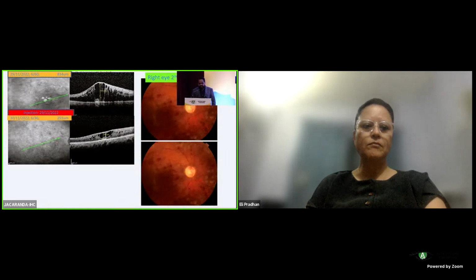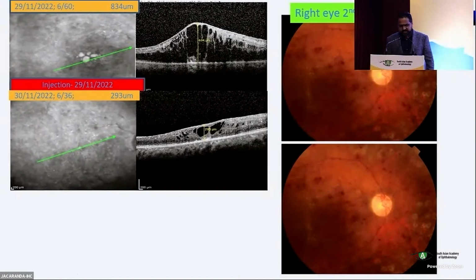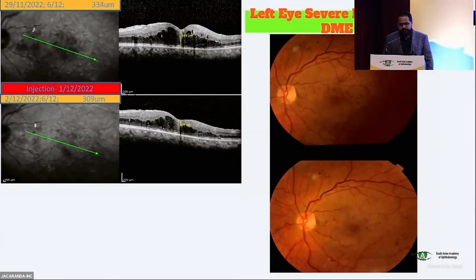This was post-lasered PDR. And you can see that there was a massive edema, and post-injection, there was a drastic reduction in the central subfoveal thickness. And this is a case of a severe NPDR with diabetic macular edema. This was the pre-treatment, and post-treatment, you can see that there is a reduction in the central subfoveal thickness, and also the reduction in the intraretinal edema.